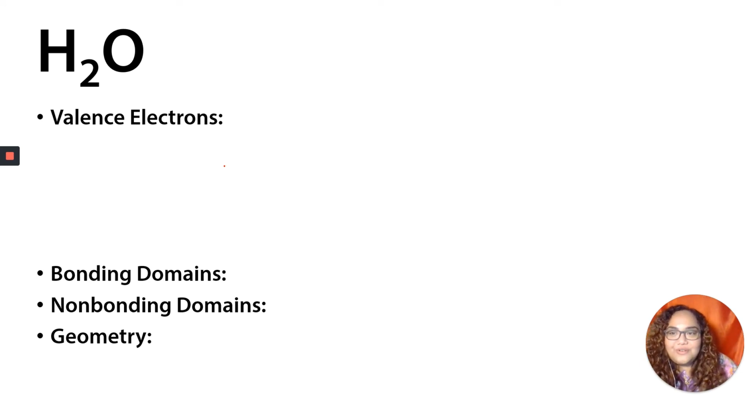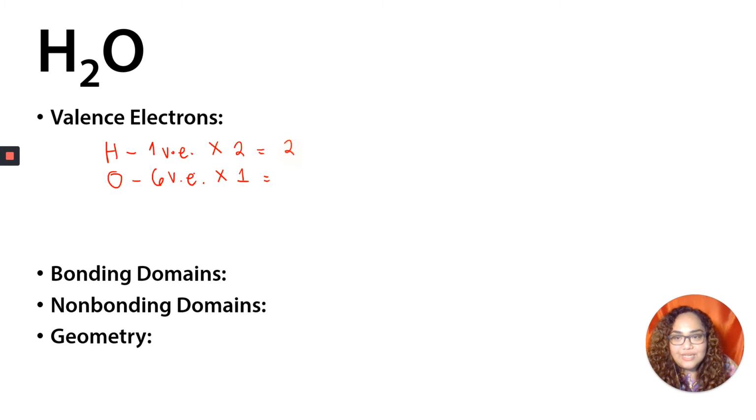Now let's count the number of valence electrons. So we have H and then O. Now H is in group 1, so it would have 1 valence electron. And then how many hydrogen atoms are there? So there are 2. And then oxygen is in group 6, so it has 6 valence electrons. And then it only has 1 atom for this given molecule. So 1 times 2 would be 2, and 6 times 1 would be 6. So you'll get 8 valence electrons all in all.